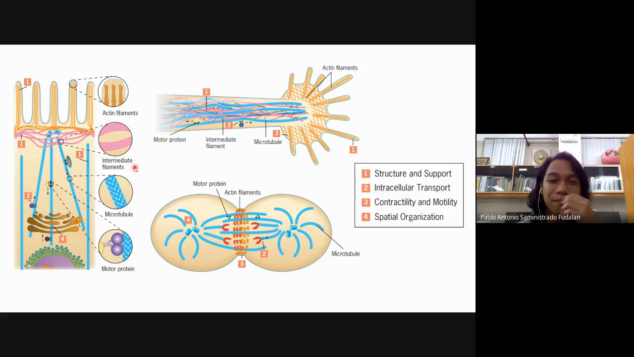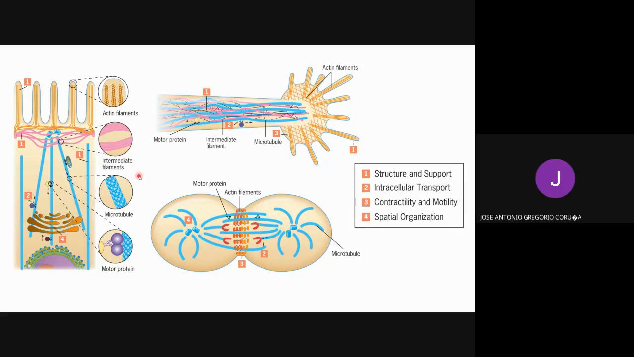Okay, another cell, please, from anyone. For the neurons, it has these actin filaments, which enable the formation of branches in the neurons. There's also the microtubules and the intermediate filaments for structure and support, and it also has motor proteins which engage in intracellular transport inside the neurons, sir.